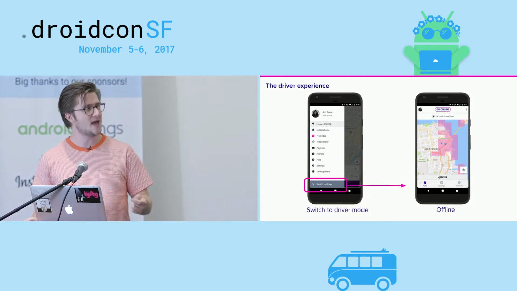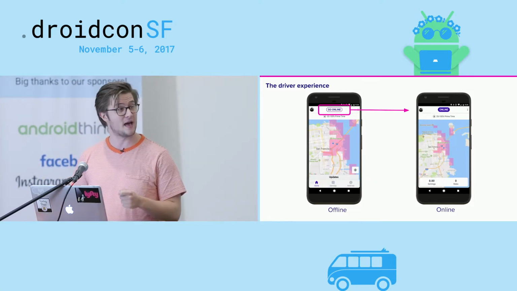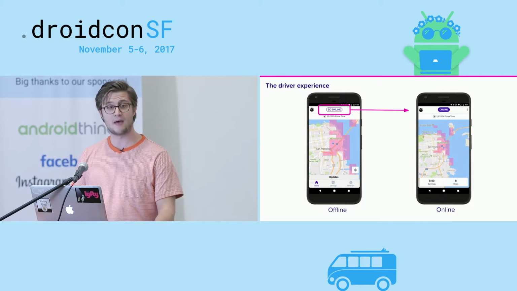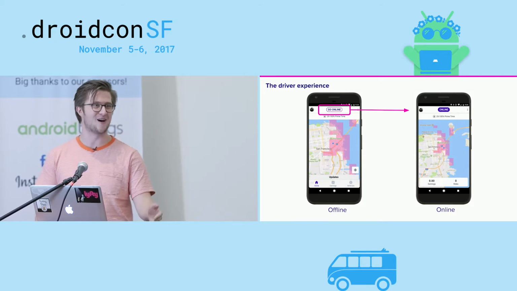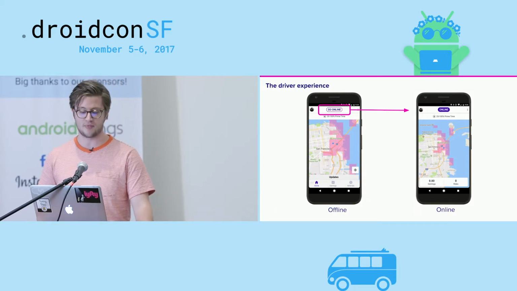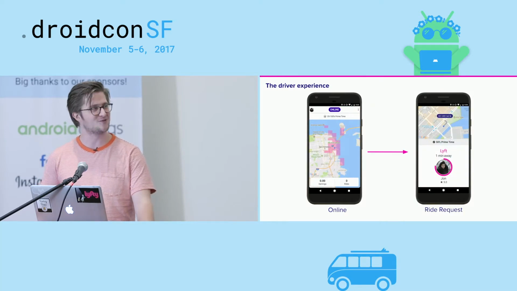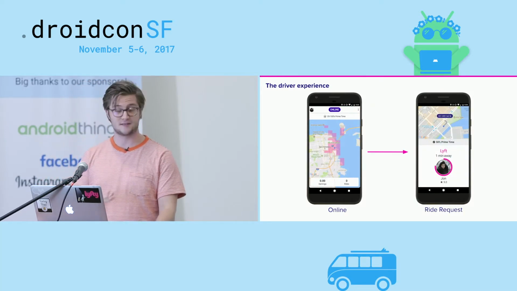Once a driver decides, hey, it looks like there's enough demand, I'm going to start giving rides, they can tap that Go Online button at the top, and that will take them into what we call online mode, where they're dispatchable by Lyft. And so when a passenger requests a ride to go somewhere, a driver gets a ride request.